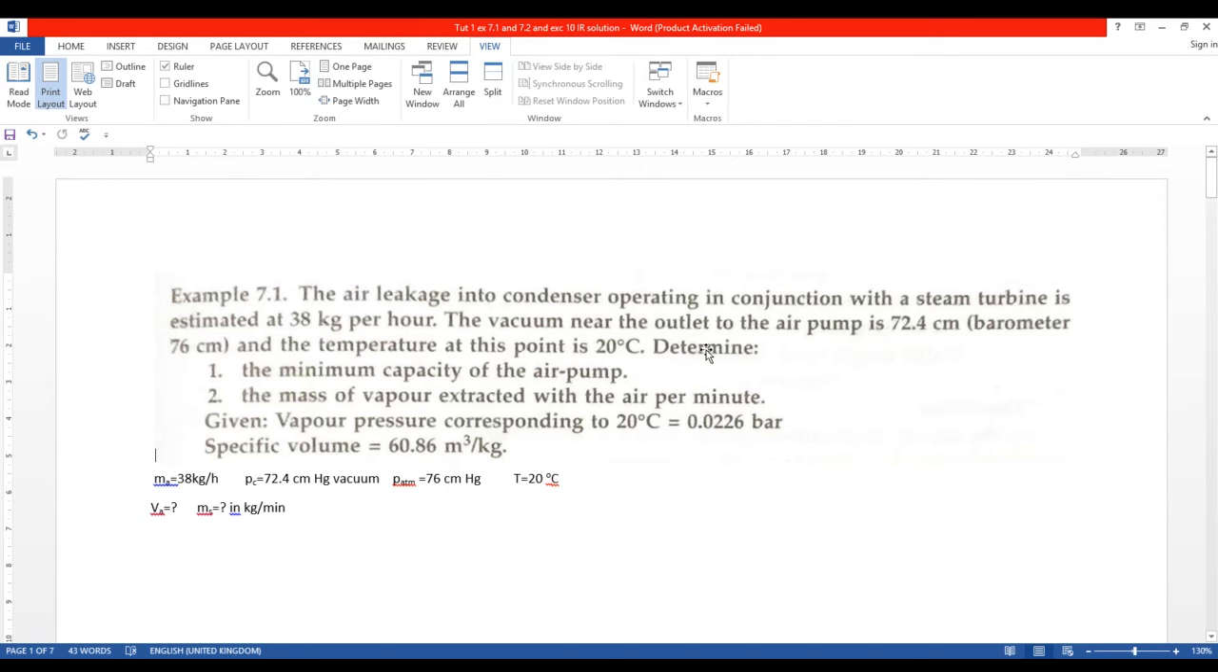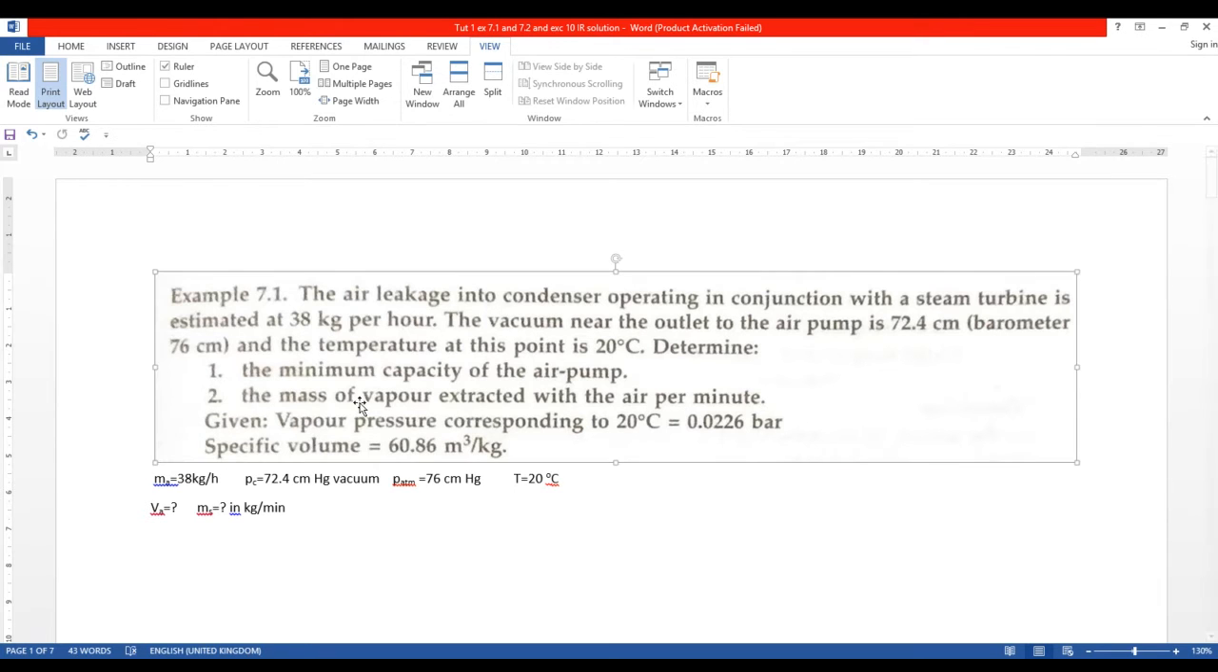Determine, we need to find the minimum capacity of the air pump. Capacity of the air pump is V dot A, capital V dot A, it means volumetric flow rate of air. We have the mass flow rate of air. We need to find the volumetric flow rate of air.